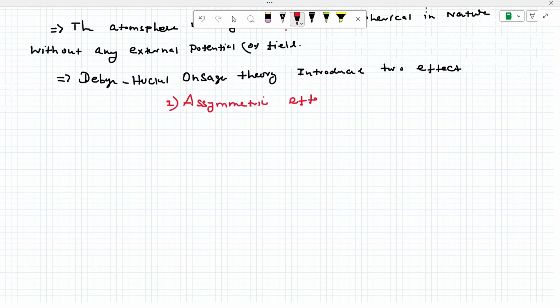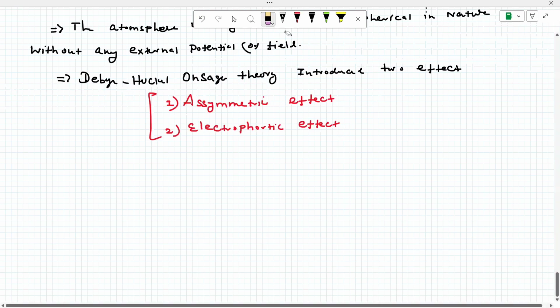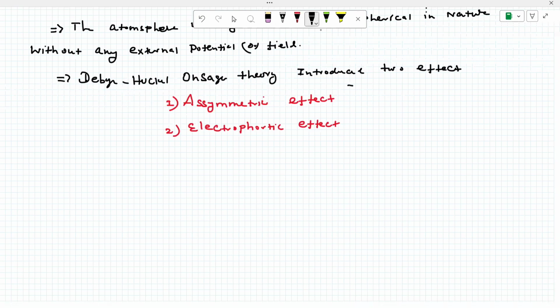Asymmetric effect. And the second one is the electrophoretic effect. Important from the exam point of view. Please, this is a very, very important concept. Note it down. This is a very important concept for the NET exam, SET exam, CSIR, any exam.